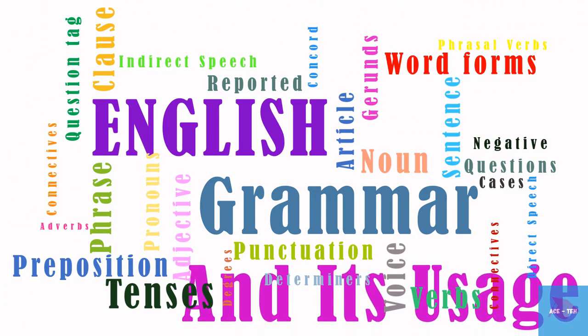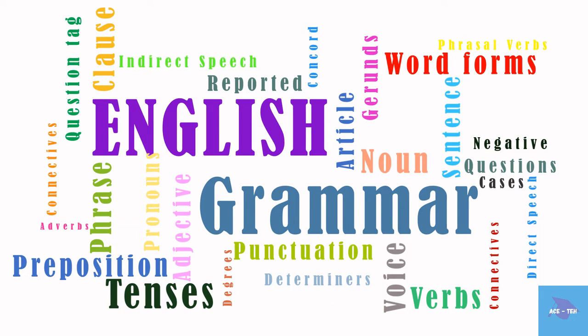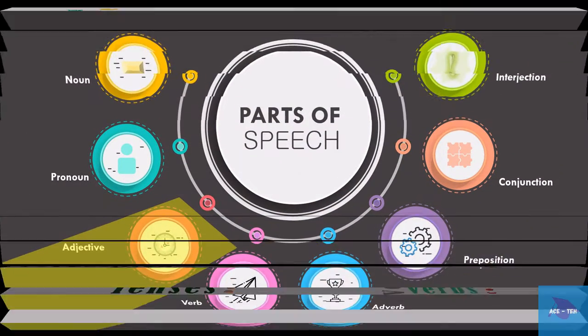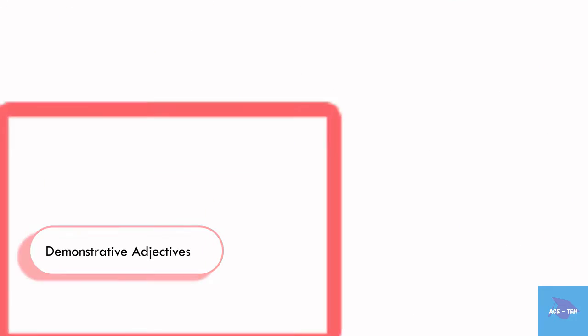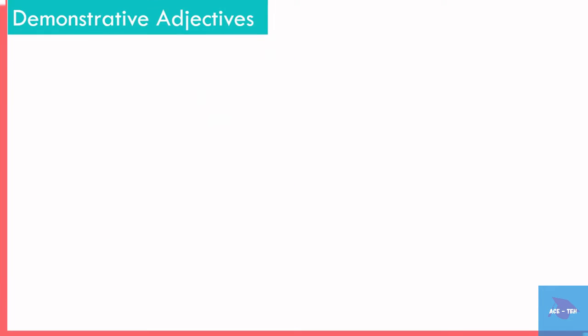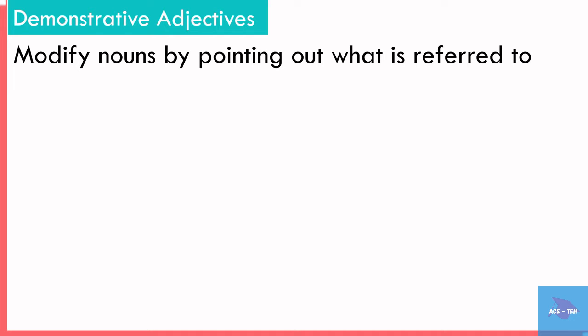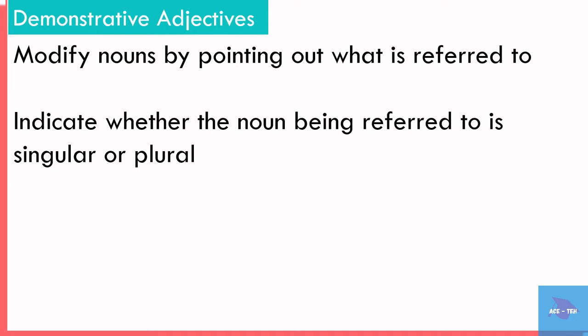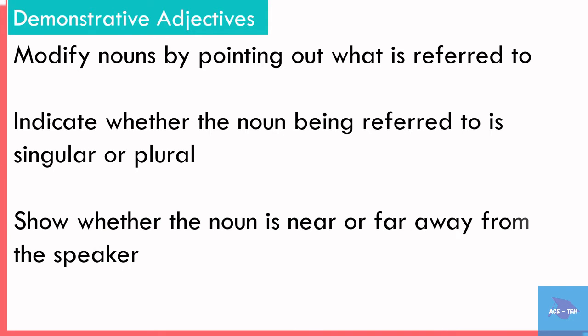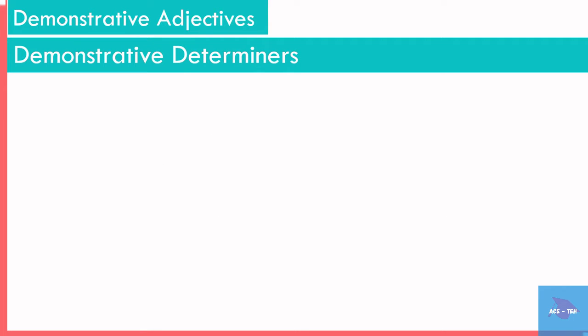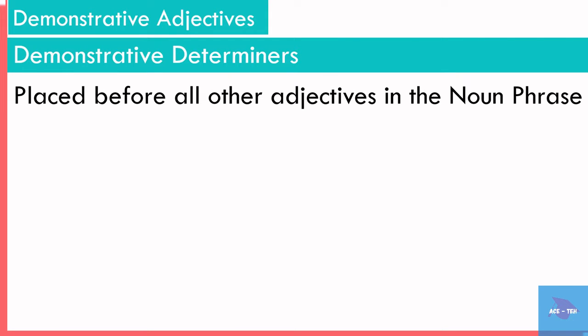In today's session, we discuss demonstrative adjectives, adjectives of quantity, numeral adjectives, and distributive adjectives in detail. Coming to demonstrative adjectives, they modify nouns by pointing out which person, object, or concept is being referred to. They indicate whether the noun being referred to is singular or plural. They also show whether the noun is near or far away from the speaker. They are otherwise called demonstrative determiners and are placed before all other adjectives in the noun phrase.